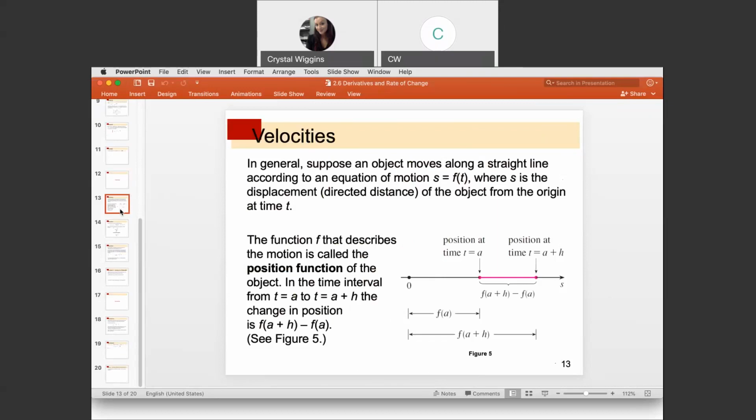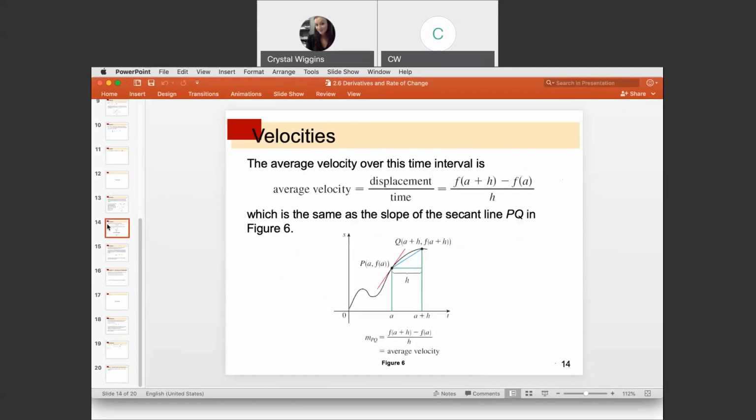In the time interval from t equal to a, to the next time t equal to a plus h, the change in position, f of a plus h minus f of a, is shown in this picture. Okay, so we can see that we have a and we have a plus some distance h. When we subtract that, we get the distance. The average velocity over this time interval is found by taking the displacement, the subtraction of this y value minus that y value, and divided by time, h, what time has passed.